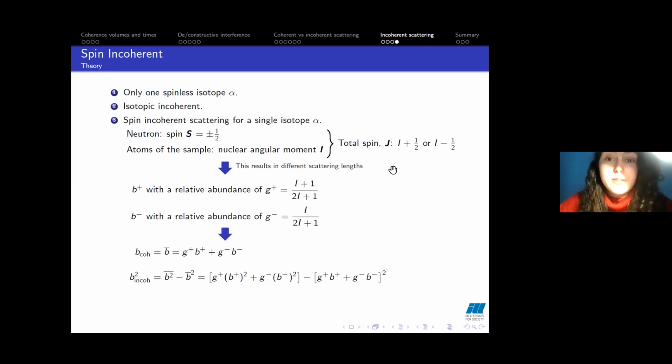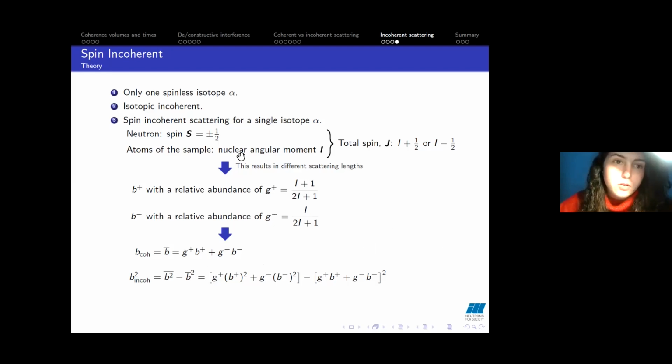But yeah, so the different total spin that we have will have an effect on the scattering length and on its abundance. So when it comes to actually calculate the coherent length, well, you just have to do the average considering all these things. And for the incoherent part as well, you just have to do the variance to see the differences between the average of the coherent length and the different scattering lengths that you have.